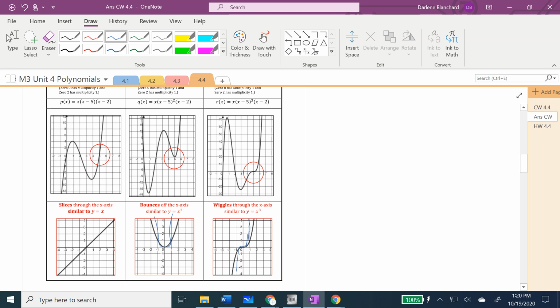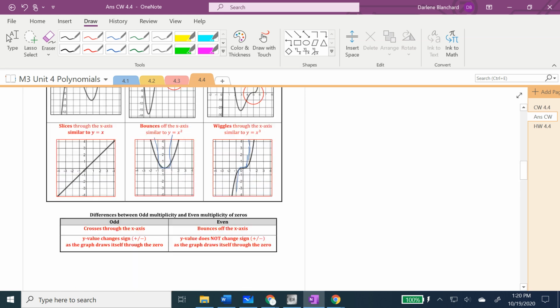It'll be a scrunchier wiggle, but that is not something you need to be able to compare. Basically, if it has an even multiplicity, it's going to bounce off the x-axis. If it has an odd multiplicity, it's going to go through the x-axis. But if that odd number is 3 or larger, it's going to wiggle its way through.